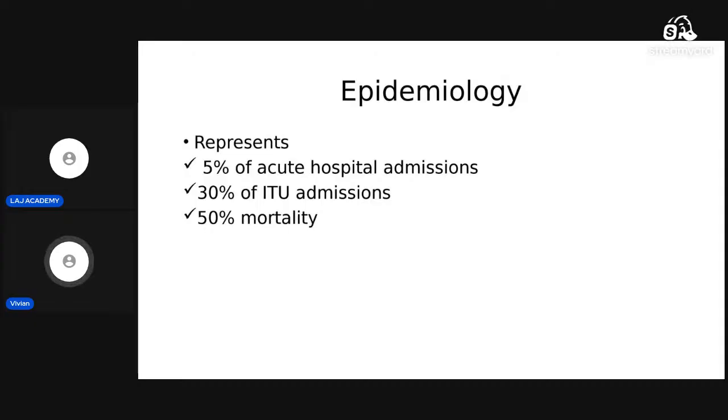Okay, so for the epidemiology, this acute kidney injury is clinically significant because it constitutes about 5% of acute hospital admissions and about 30% of intensive treatment unit admissions, as well as about 50% mortality, which is quite high.